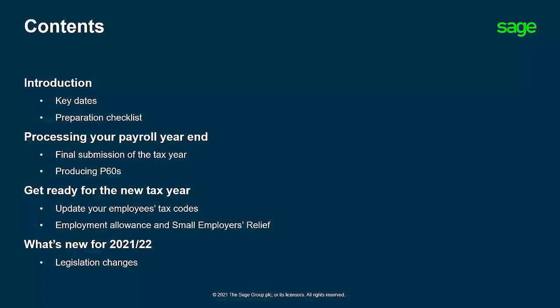The agenda for today's session is on screen now. Firstly, I'll be taking you through some key dates and then a checklist of the steps that you should go through to prepare for running year end. Then I'll hand over to Duncan, who'll take you through the steps for processing payroll year end, including your final submission of the tax year and a new way to produce P60s. He'll then take you through getting ready for your new tax year, including how to update your employees' tax codes and some information on employment allowance and small employers relief. And then I'll rejoin you and take you through what's new for 2021-22, including all relevant legislation changes.